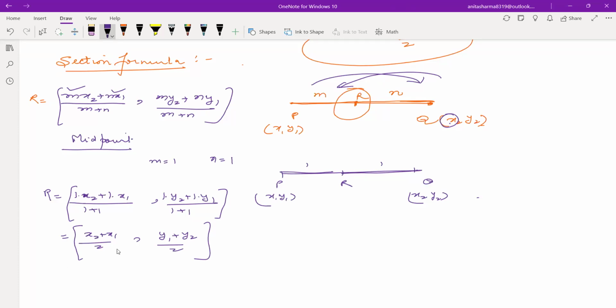Please note this. This topic is very, very important. This is the last topic in this chapter, coordinate geometry.